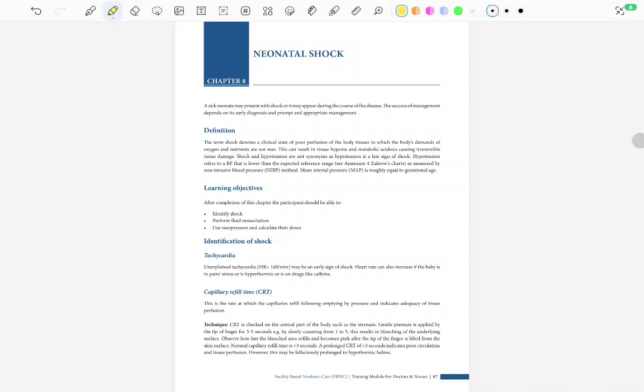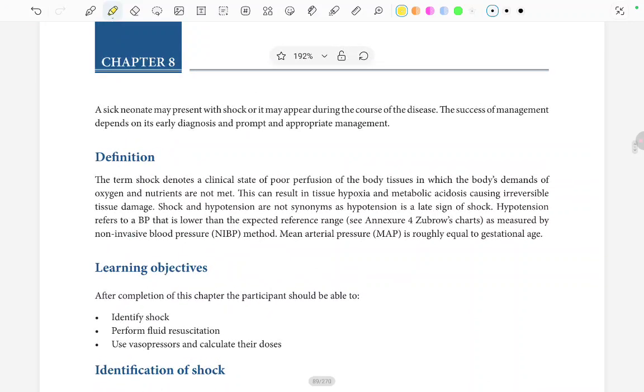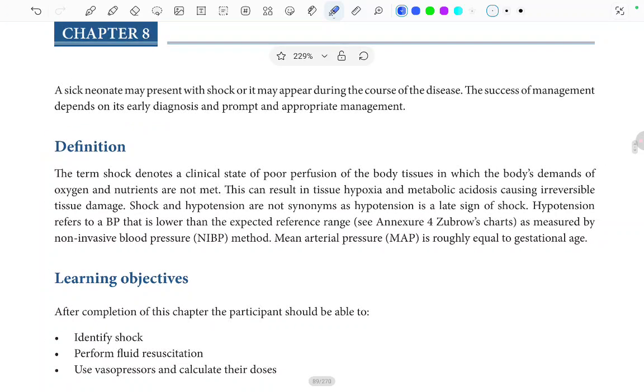Hi, in this video we will read about neonatal shock. Let's start. A sick neonate may present with shock, or it may appear during the course of disease. The success of management depends upon its early diagnosis and prompt and appropriate management.